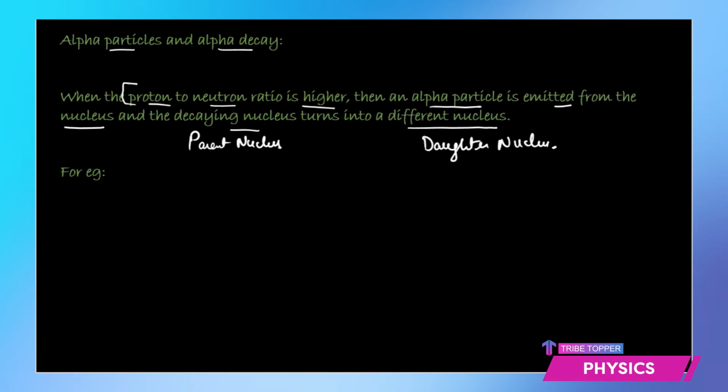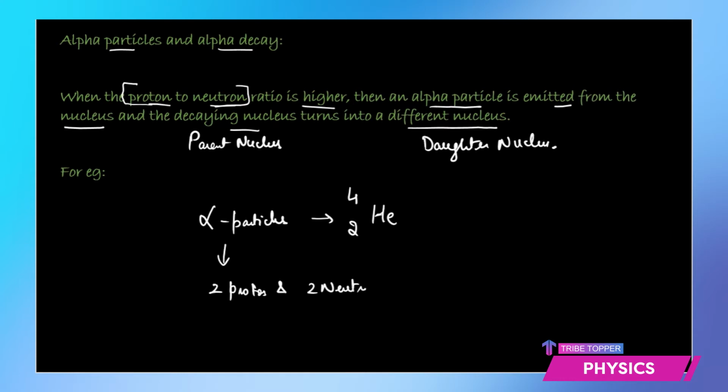We must remember this basic concept: a higher proton to neutron ratio means there's a greater number of protons, so an alpha decay is going to happen. So what is an alpha particle? Basically, an alpha particle's configuration is the same as that of a helium nucleus. We say 2He4. That is, an alpha particle consists of 2 protons and 2 neutrons. So when an alpha decay happens, you have 2He4 being lost.